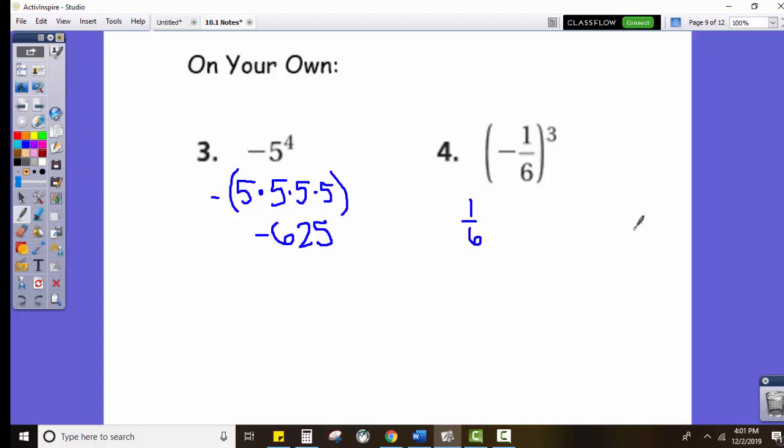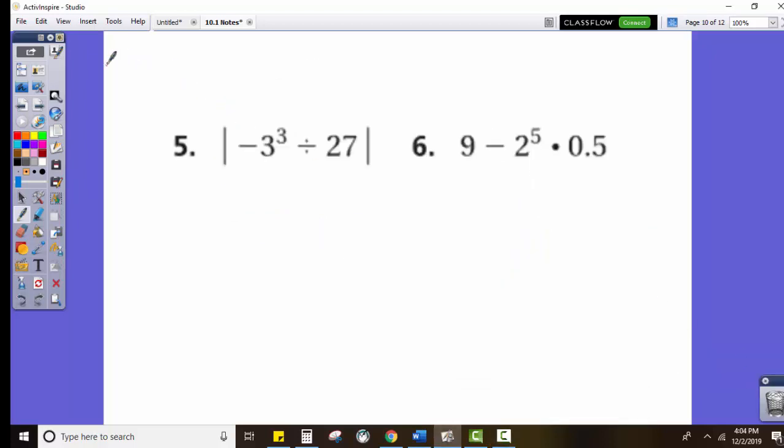Number 4, you did negative 1/6 times negative 1/6 times negative 1/6. Okay, and if I just look at the numbers first and then I'll look at the signs, the numerator 1 times 1 times 1 is 1, and the denominator 6 times 6 times 6 is 216. And then for the signs, the first two fractions, a negative times a negative, multiply to be a positive, and then I multiply it by this last negative fraction, so my answer is negative.